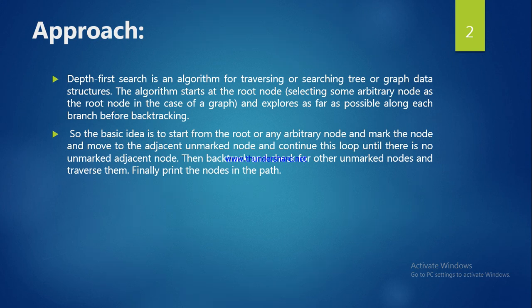So the basic idea is to start from the root or any arbitrary node, mark the node, and move to the adjacent unmarked node. Continue this loop until there is no unmarked adjacent node left. Then backtrack and check for other unmarked nodes and traverse them. Finally, print the nodes in the path.